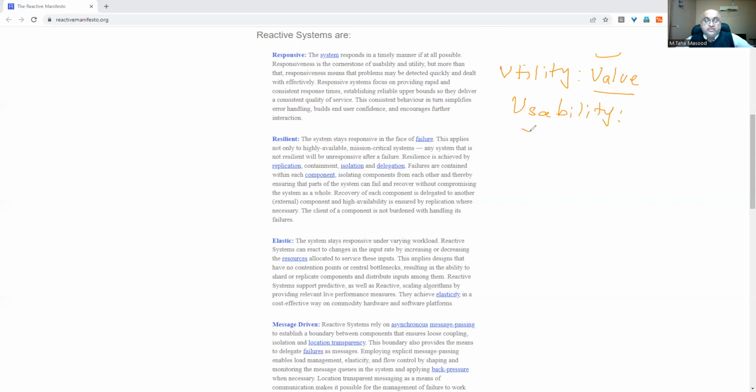I, as a user, would like it to have a good user experience. But between these two, utility clearly is more important, not to say that usability isn't. All right, so in addition to this, responsiveness means that problems may be detected quickly and dealt with effectively.